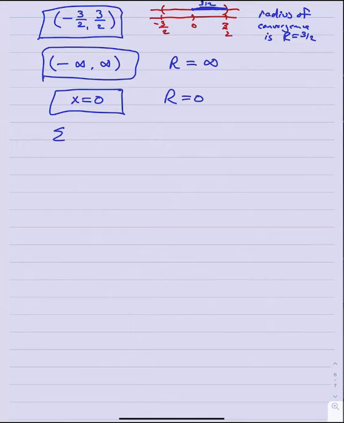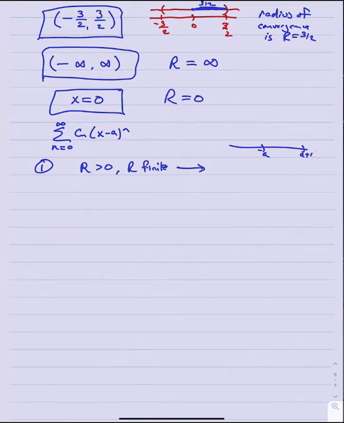So if we have a power series, let's say centered at A, there are three possibilities. Number one, there is some R greater than 0, R finite, which means this power series converges on an interval centered at A with a radius of R, which means we go R to the left and R to the right. And that means the interval of convergence would be A minus R to A plus R.